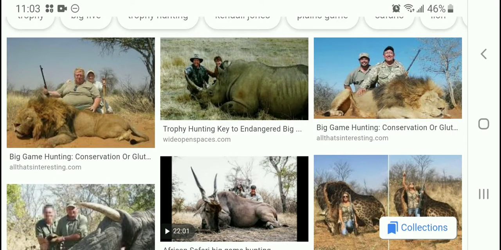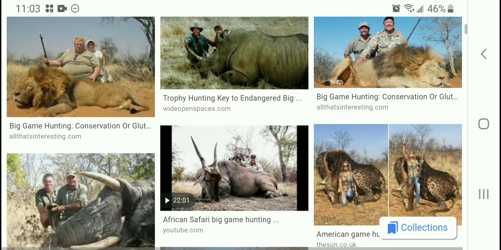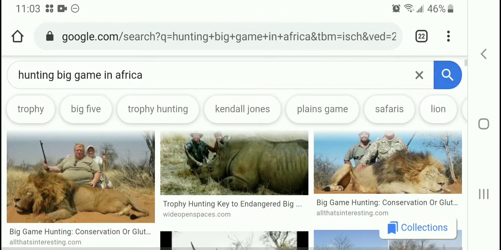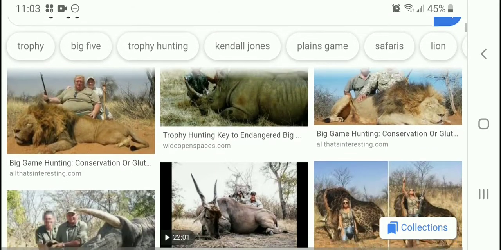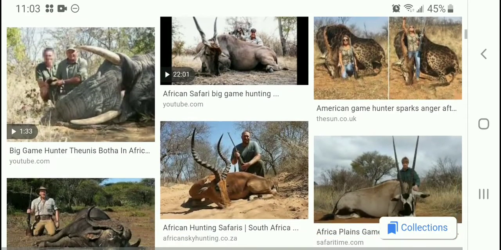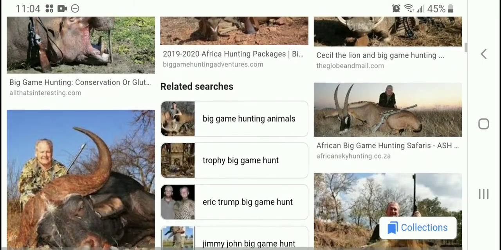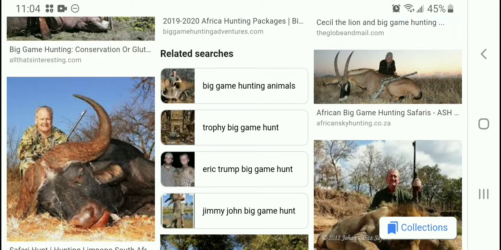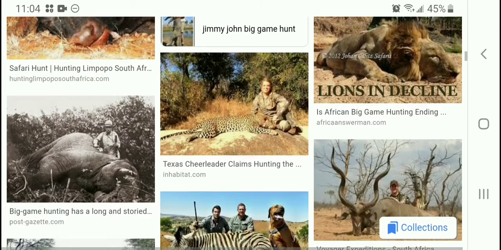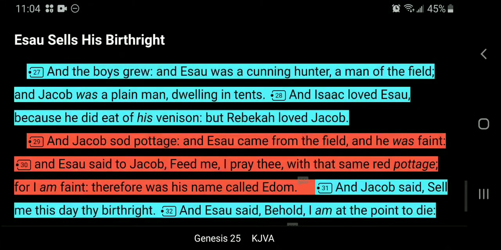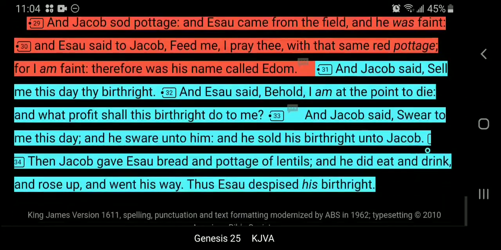You see? Now you can't eat these animals, but he likes to kill for sport. Kill unnecessary animals, for no reason at all. And no one's doing this other than the so-called white man. All right. Who is Esau? If you haven't got the picture. All right. So we know that Esau was a cunning hunter. Jacob was a plain man dwelling in tents. All right. So let's continue on.